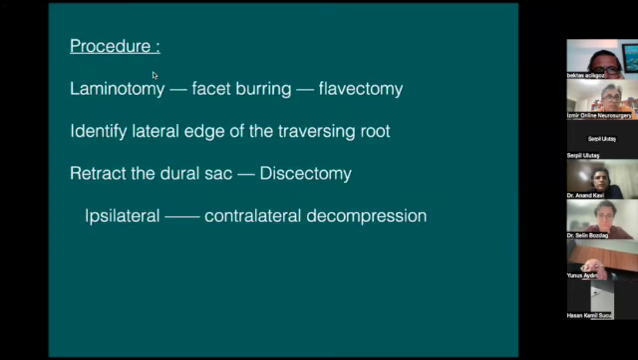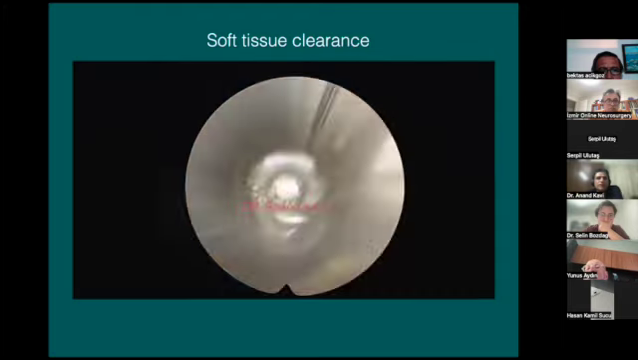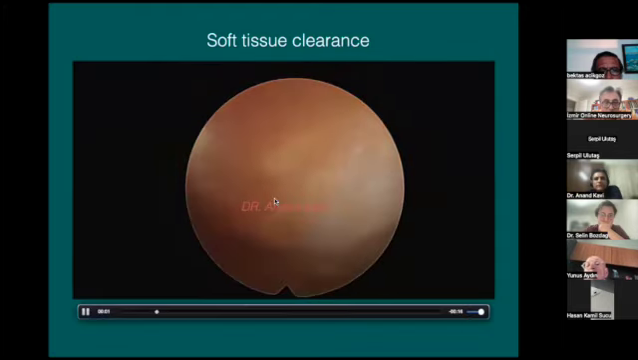The rest of the procedure is very common to what we do in conventional open surgeries, that is a laminotomy, burring of the facet, flavectomy. Then we identify the lateral edge of the traversing root, retract the dural sac, do any disc decompression if needed, and simultaneously we can tilt the endoscope and do the contralateral decompression, just as we do over-the-top decompressions in MED or other types of surgeries. So these are some general steps videos.